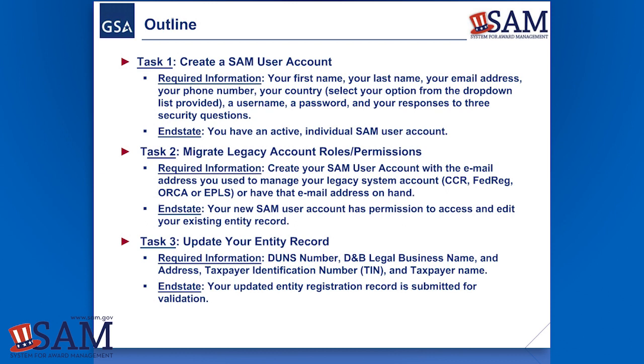The second task we're going to cover today is how you would actually take this individual user account that you now have and connect it to a record that you used to have in CCR, and that's really what we're going to focus on. With that, you would need to know the email address that you used to manage the legacy system account, what you used to have in CCR, or have that on hand. And then at the end of task 2, your goal is that you have this brand new SAM user account, and that user account has permission to access and to edit your existing record.